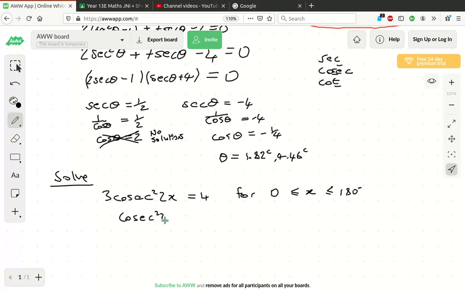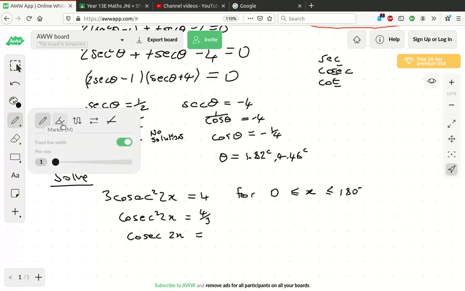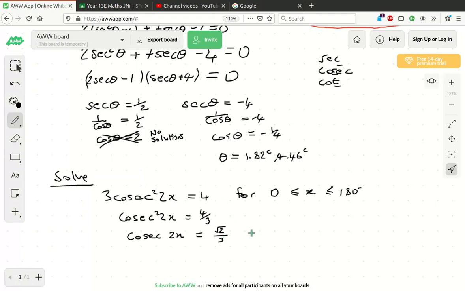Cosec squared 2x is 4/3. So cosec 2x is 2 over root 3. Don't forget the plus or minus. Really easy to do that. In fact, you're better off in some ways writing it separately just to remind yourself that you've got two equations to deal with here. I like writing down root 2 over 3 or minus root 2 over 3.